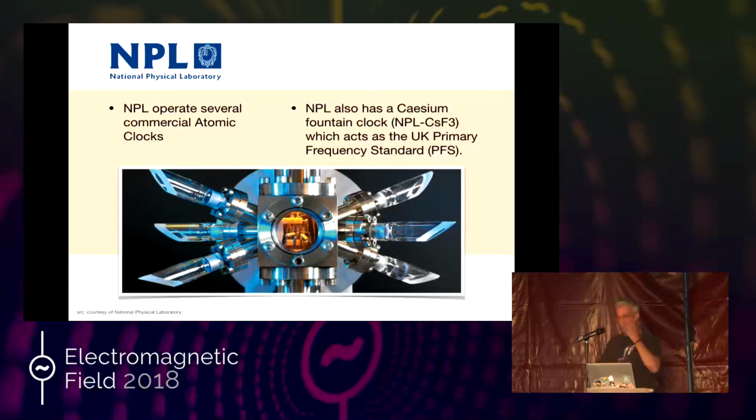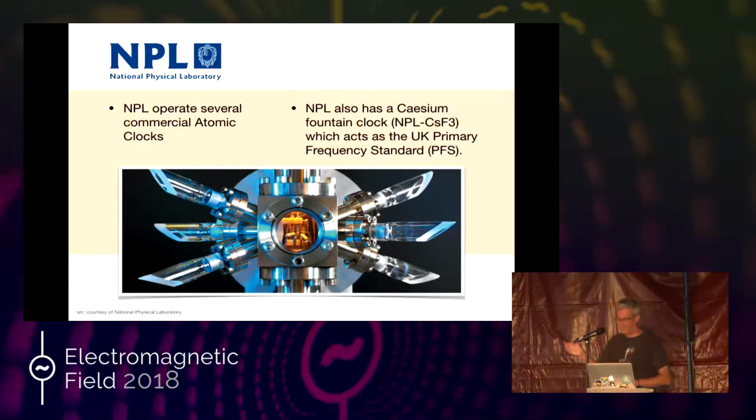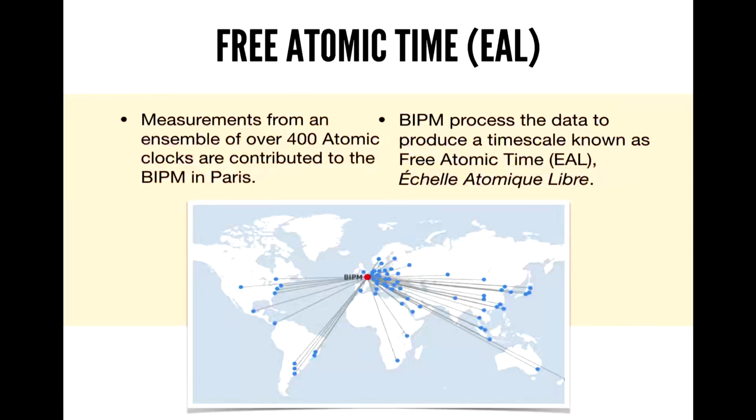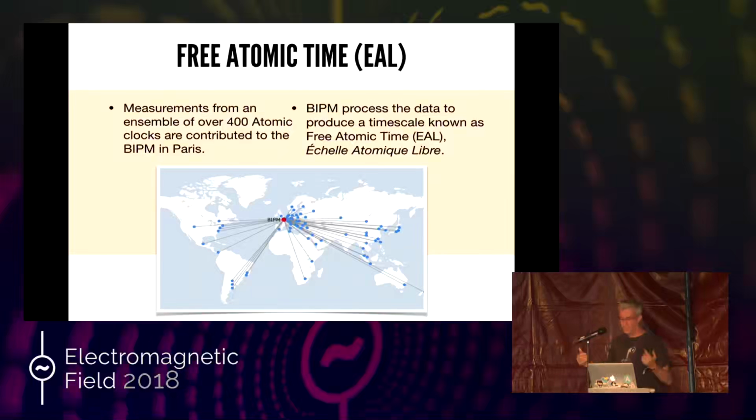They have commercial atomic clocks, but they also have things like this. This is the primary frequency standard. This is a very, very accurate clock, and this is for tracking what the SI second is, or trying to get as close to the SI second as you can. So it's important to make the distinction between atomic clocks. Commercial atomic clocks, as you may have seen, are not as accurate as this kind of thing. But all of the atomic clocks in all of the labs around the world send their data to Paris. Paris crunch the data and produce free atomic time.